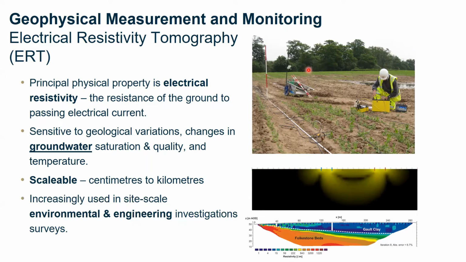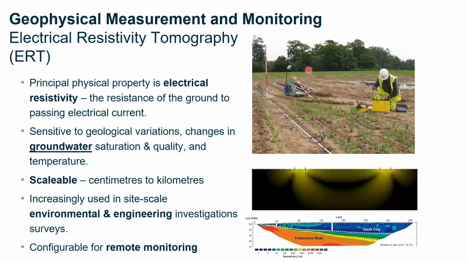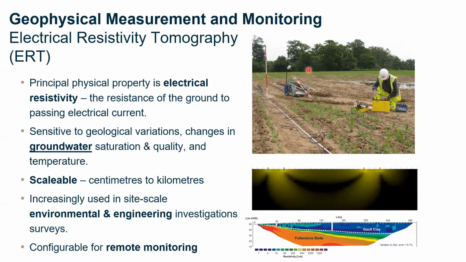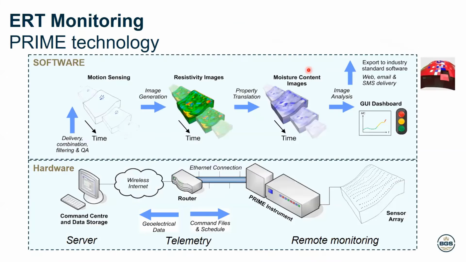The technique has been increasingly used in site-scale investigation surveys, but more recently it's also been used for monitoring aspects, by repeating measurements and installing the electrodes and the system permanently on some monitoring sites. So at BGS, for instance, we've developed an instrument and a technology using electrical resistivity tomography, and it's called the PRIME technology.